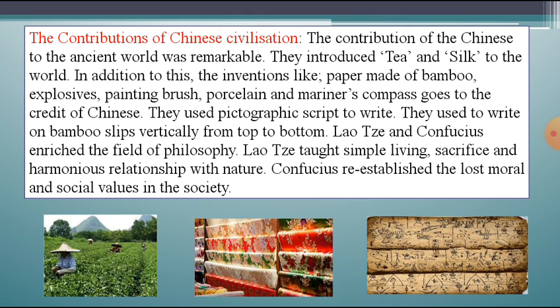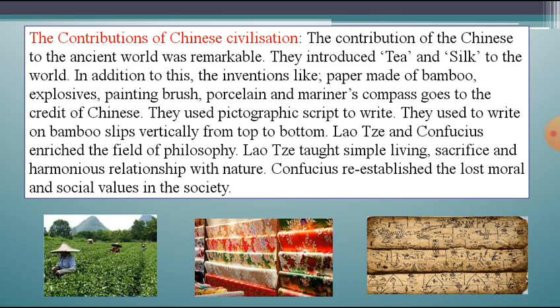Lao Tzu and Confucius enriched the field of philosophy. Lao Tzu taught simple living, sacrifice and a harmonious relationship with nature. Confucius re-established the lost moral and social values in society. Children, you can see the pictures below. You can see the tea garden, how they grow the tea there and pick the tip of the leaves. You can even see the silk house, that is, silk cloths. Also, there is a pictographic script wherein these Chinese letters are printed.